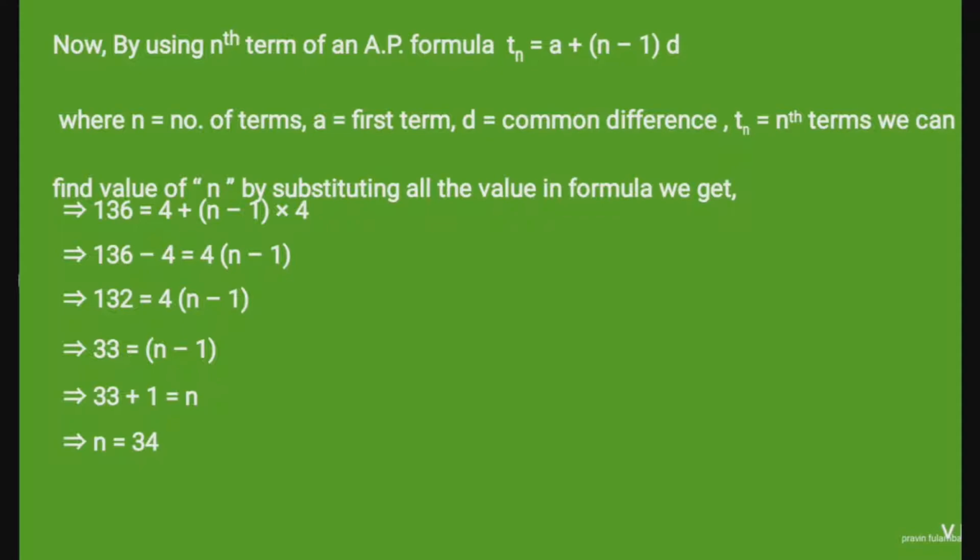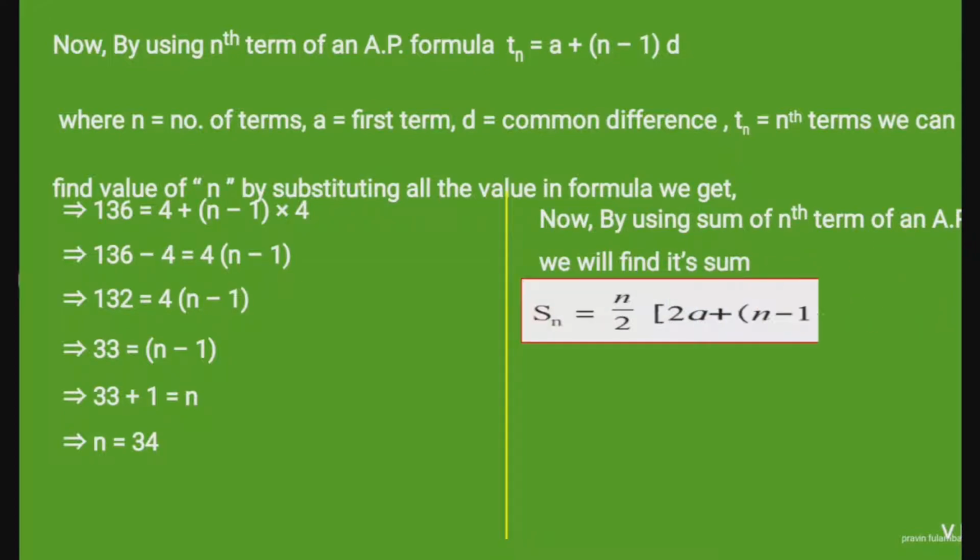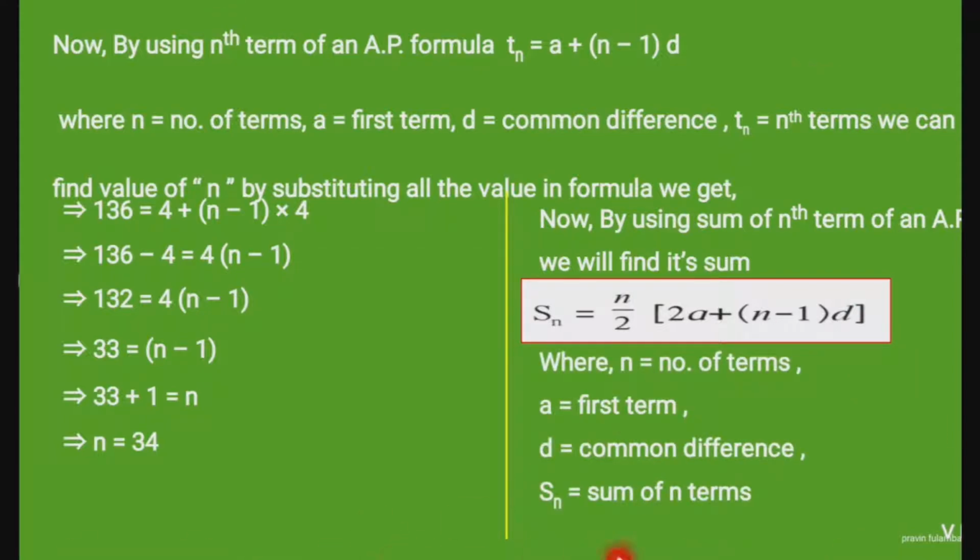Now we know the value of n. We know the value of the first term. We know the value of the common difference. So we use the formula for Sn. Now by using the sum of n terms of an arithmetic progression, we will find its sum. So we write here the formula Sn equals n by 2 into 2a plus n minus 1 into d, where n is the number of terms, a is the first term, d is the common difference, Sn is the sum of n terms. So we substitute values.